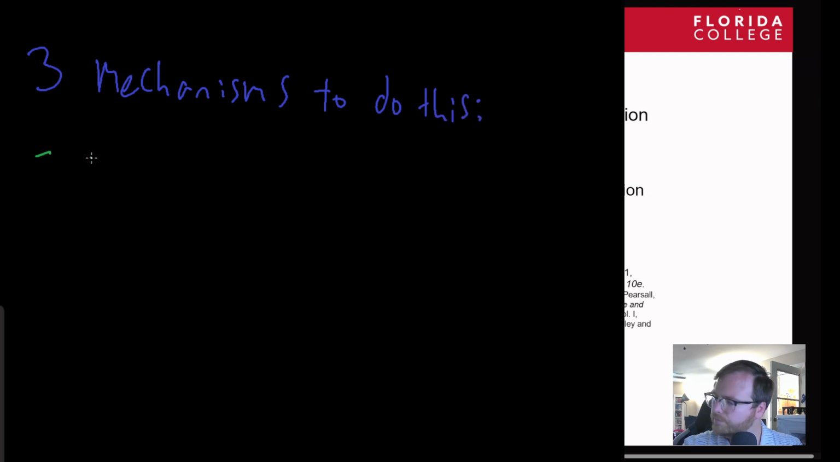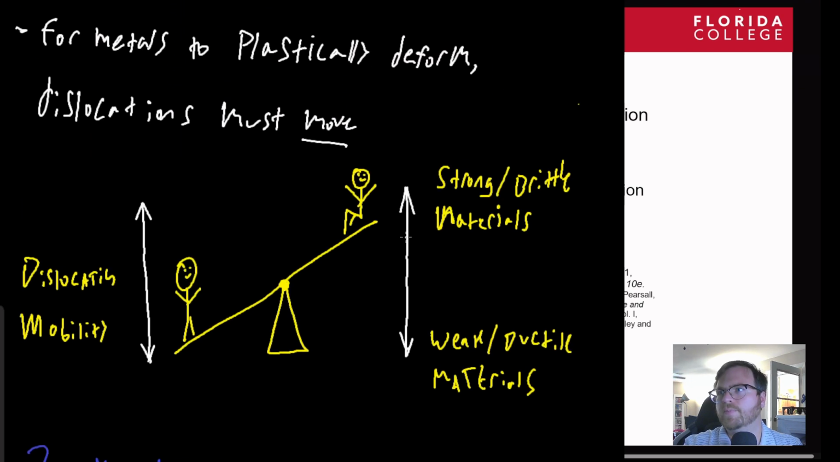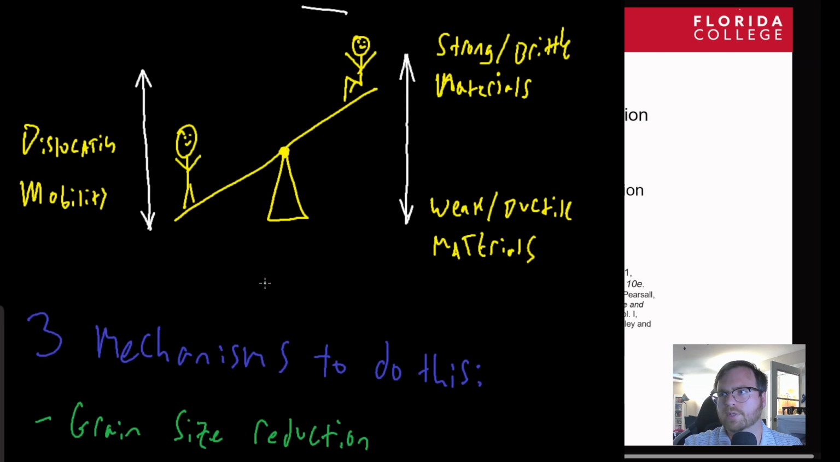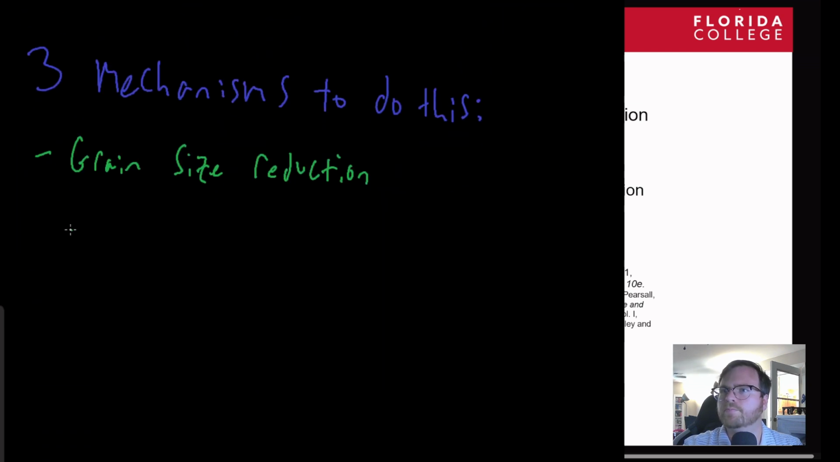Okay, the first one is grain size reduction. If we can reduce the size of these grains, we can actually increase how strong and brittle it is. There's something called solid solution strengthening.